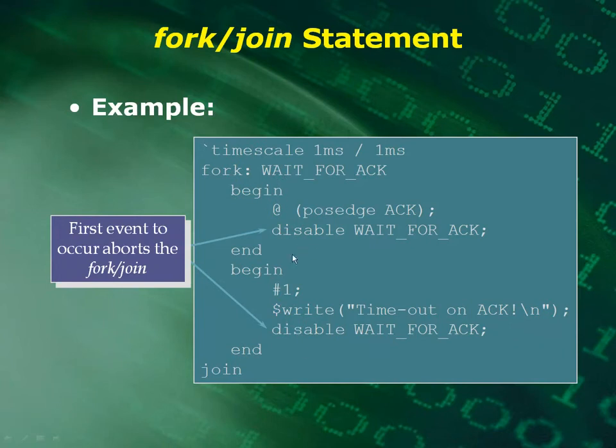So you name the fork join and then use your disables so that the first thing that you're going to do kicks it out of there.